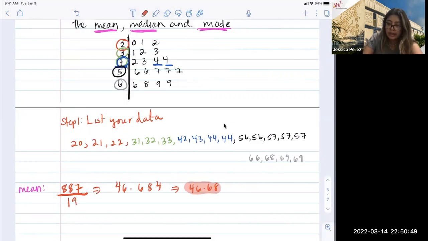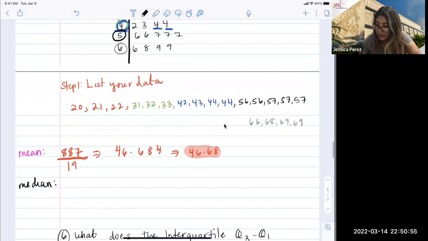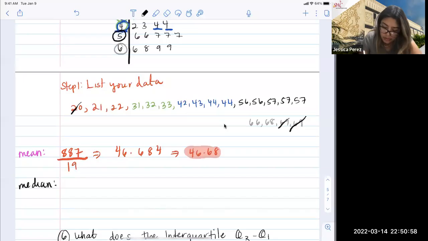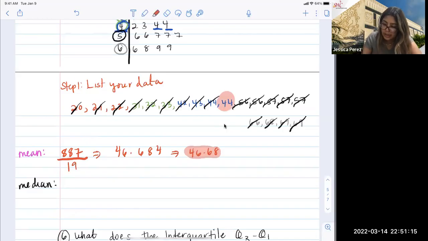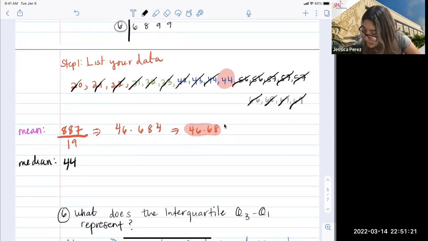Now your median, you have to be careful because you have to put it in order. Then you cross off from each side, one at a time, 1, 2, 3, 4, and so on, until the middle number is actually 44. 44 is your median. Okay. So I crossed off 1, 2, 3, 4, 5, 6, 7, 8, 9 from one side and 1, 2, 3, 4, 5, 6, 7, 8, 9 from the other. So 44 is my median.